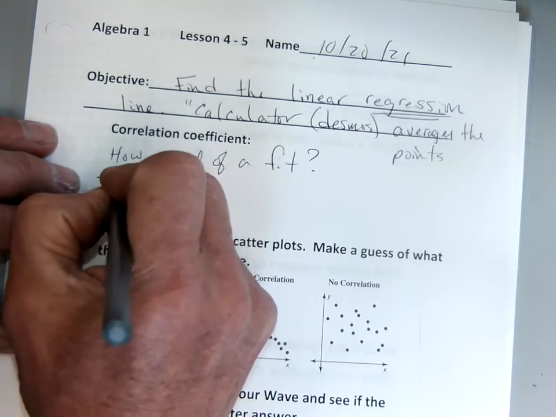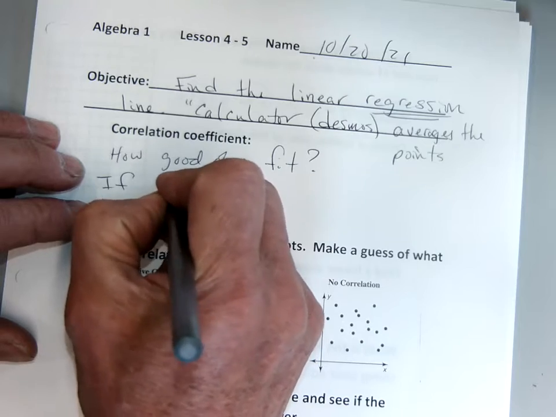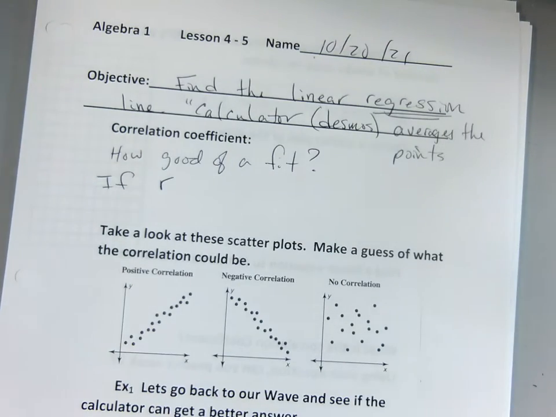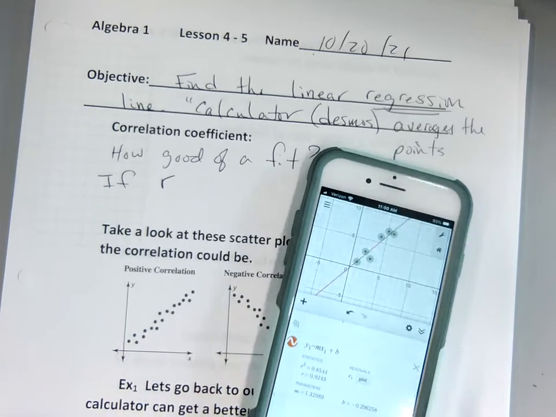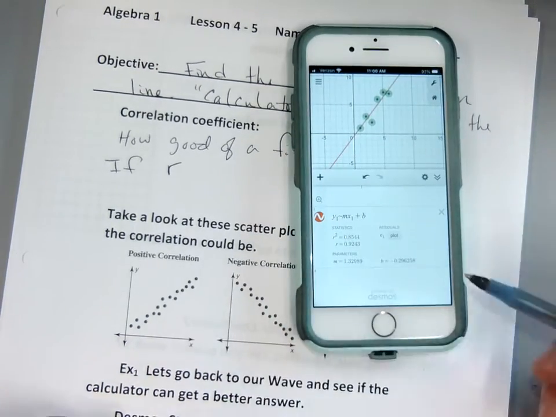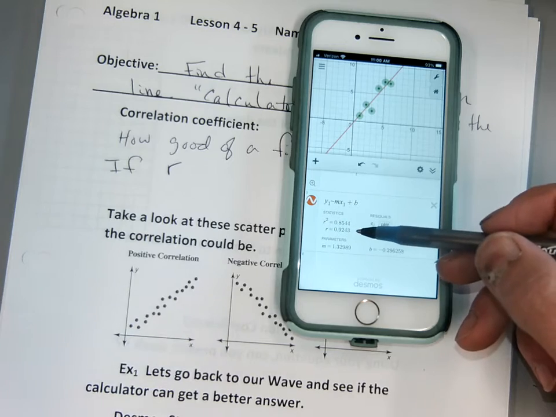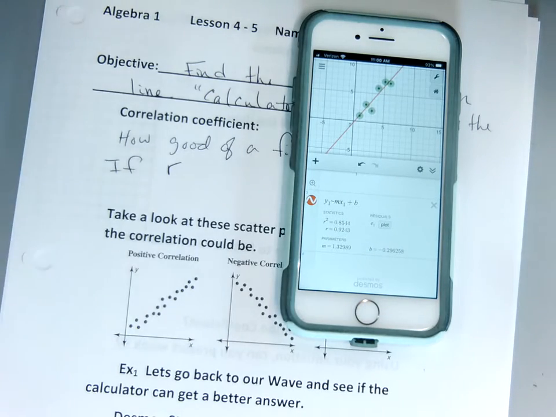It's R, R is the symbol. In fact, I'll show you while you're working on that. Let me go back to mine. On my calculator, I see this R squared and the R, okay? In my previous example, my R is 0.923. Okay, that's not a bad one. It's like 92% of my points line up. Does that make sense? 92% is pretty good.